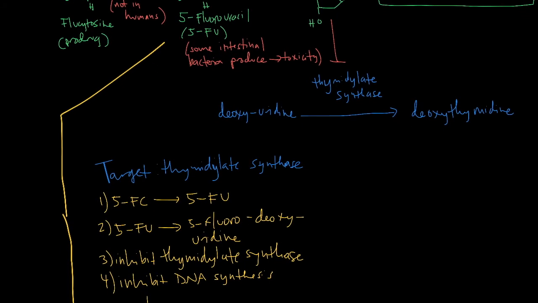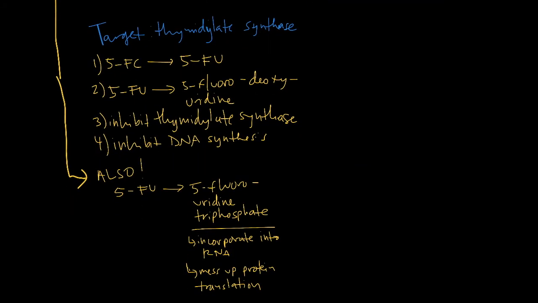So as I wrote here, the target is actually thymidylate synthase. So step 1, you convert flucytosine to 5-fluorouracil. Then 5-fluorouracil is converted to 5-fluorodeoxyuridine. Now 5-fluorodeoxyuridine inhibits thymidylate synthase, and by inhibiting thymidylate synthase, you inhibit DNA synthesis.